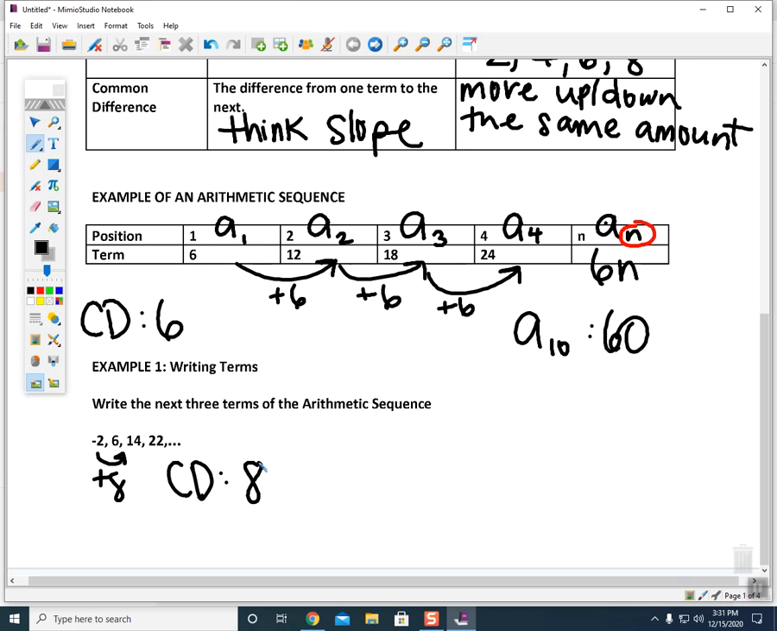The next 3 numbers then that I'm working with, so I'm going to add 8 to 22, would be 30. Next one would be 38. Last one would be 46, just adding 8 every single time.